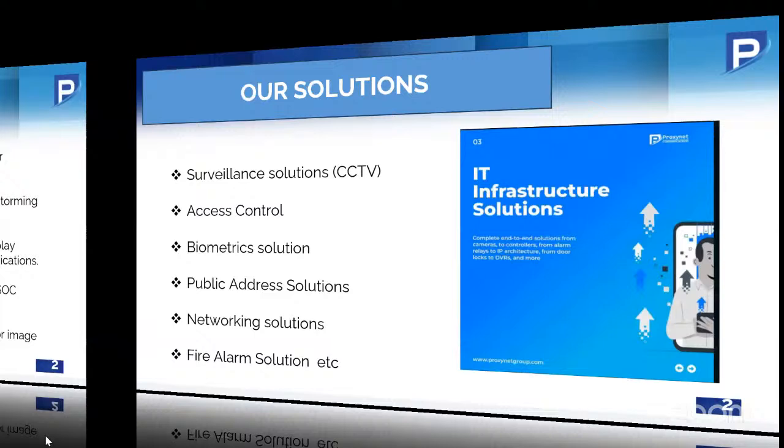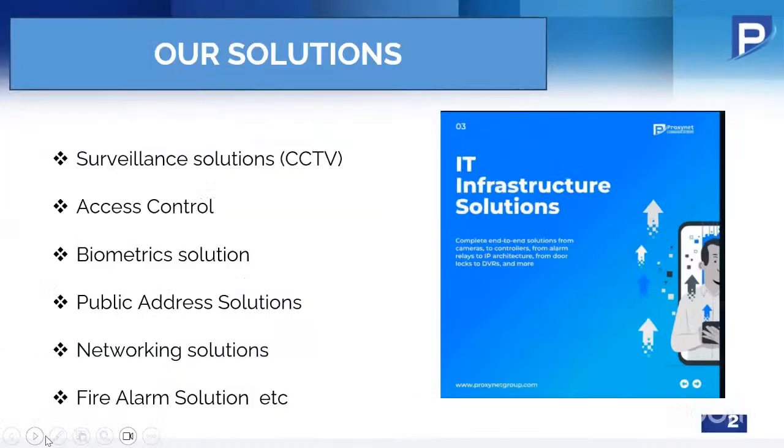Now, from a security and IT infrastructure standpoint, we provide surveillance. So if you need CCTV with AI functionalities, we can deploy those solutions. We have access control, basically to provide some level of access restrictions in certain areas within your school. We have biometric solutions, public address solutions, networking solutions, fire alarm. If you want to set up fire alarm solutions in your school, you can call us to help you set this up.